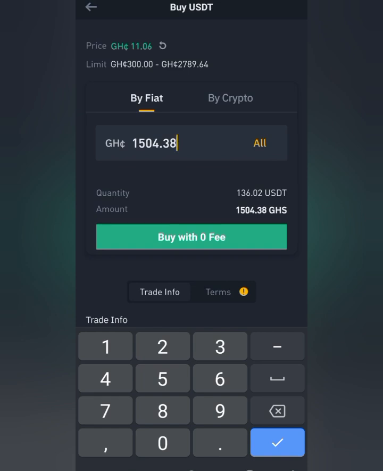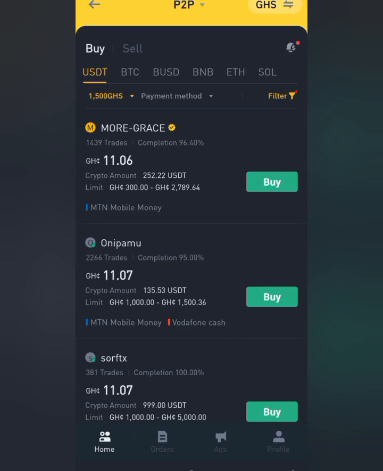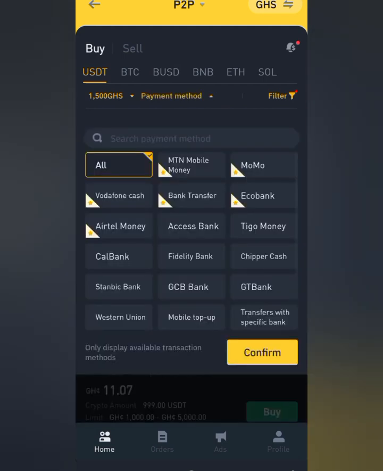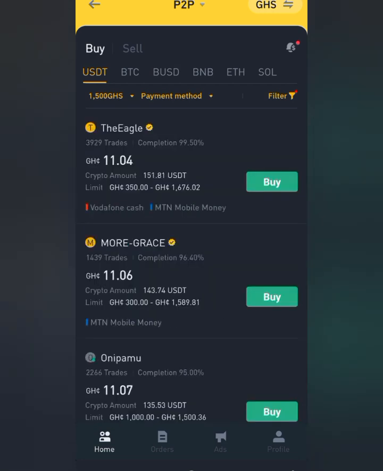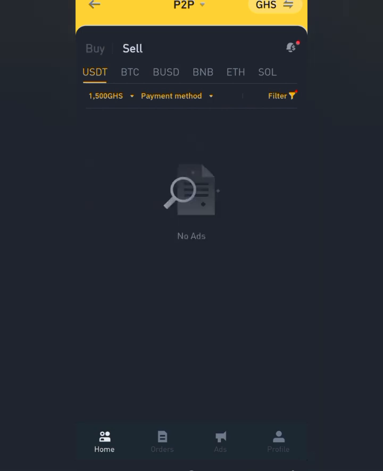Now, if you ask me why we are using cheaper cash, can't we use something else? Okay, let's try and see whether this will work. I don't think any other route will work, but I just want to show you. Let me just put this to Vodafone or MTN Mobile Money and confirm. Let's see whether there's going to be anything. Okay, there's a Vodafone here. What about the selling? How much will it be?